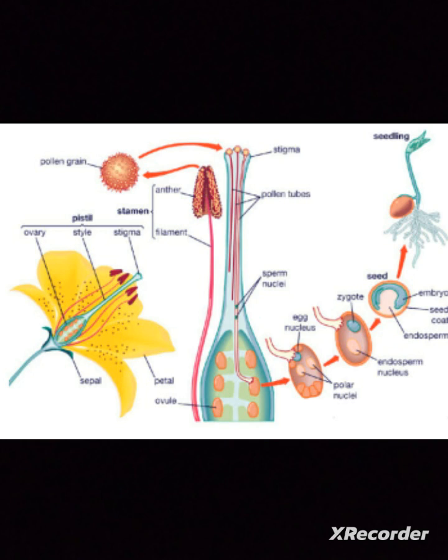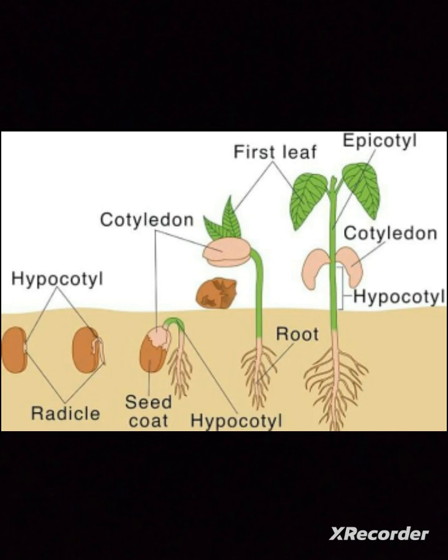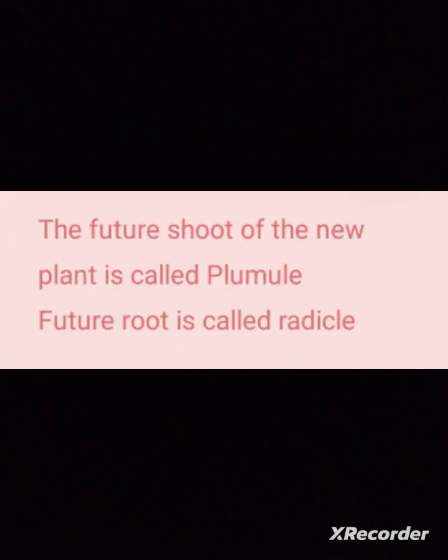Afterwards, the petals, sepals, stamens, style and stigma fall off. The seed contains the future plant or embryo, which develops into a seedling under appropriate conditions. This process of plant growth is called germination. The future shoot of the new plant is called plumule, and the future root of the new plant is called radicle. The tough coat or cotyledon that surrounds the seed serves as a food store. This was about sexual reproduction in flowering plants.